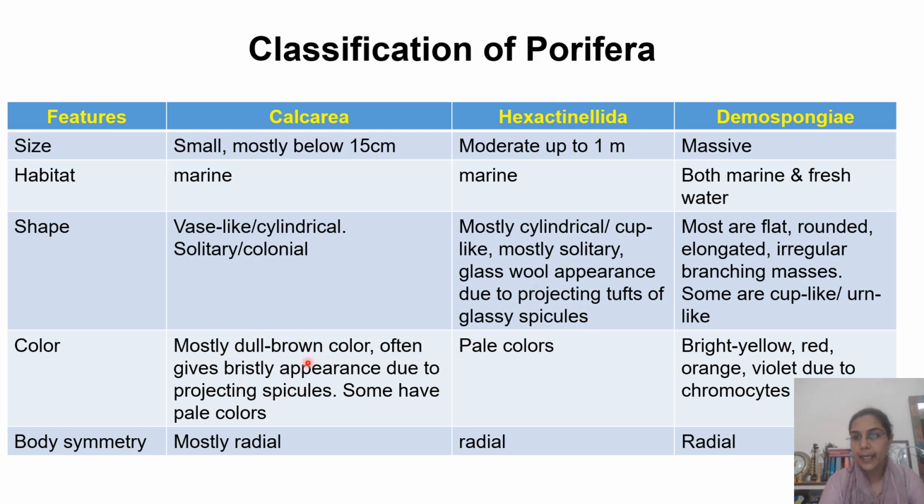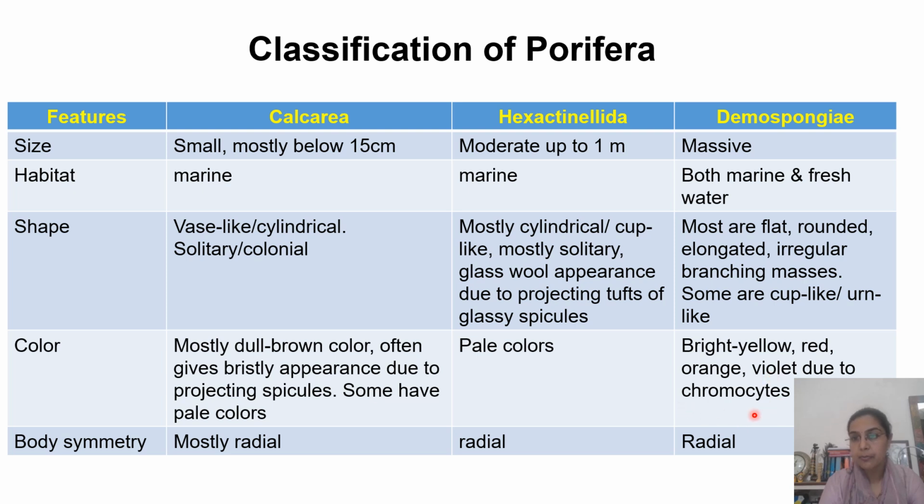यहाँ पे usually pale colors होते हैं. Again in Hexactinellida they are pale colored. However, Demospongiae are very brightly colored. You will see very bright colors, yellow, red, orange, violet, because of the presence of chromocytes.